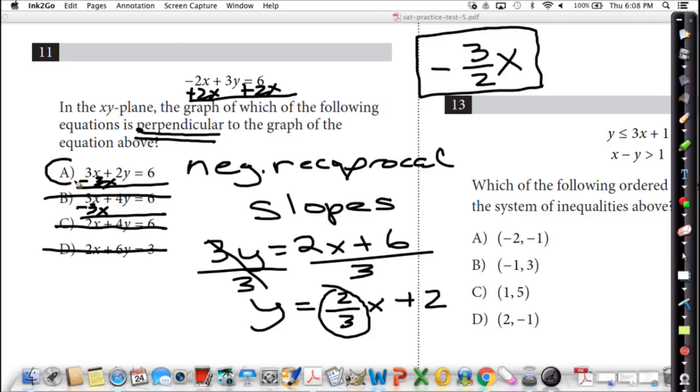Choice A. And you could do the workout again. You could write all the workout. I'm not going to do that just because, again, the point of this is to save time.